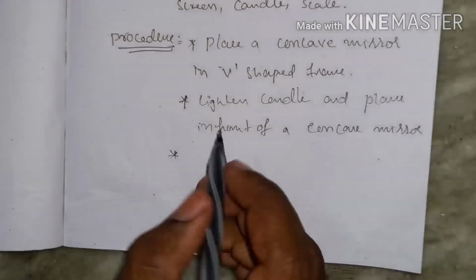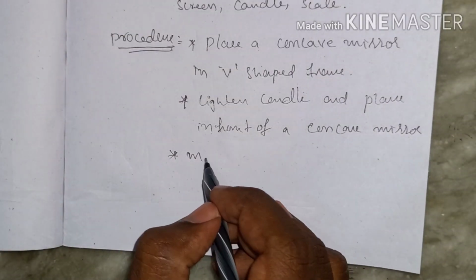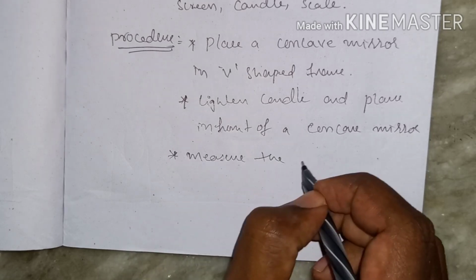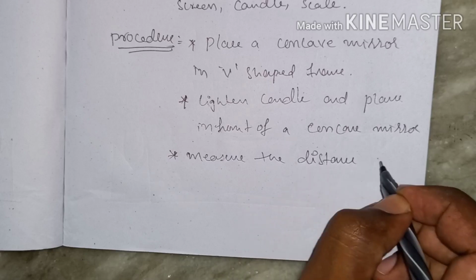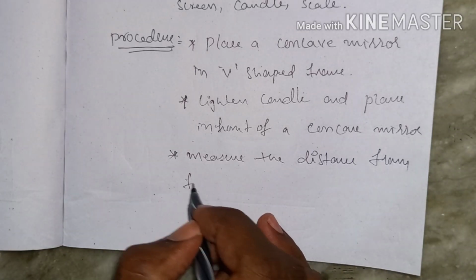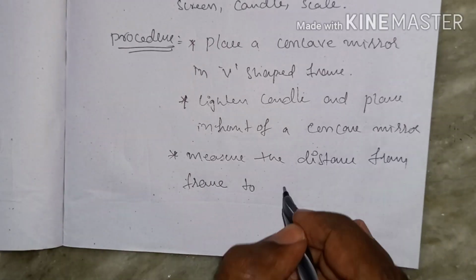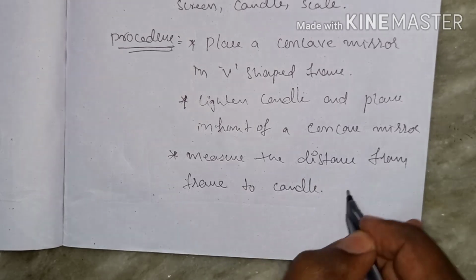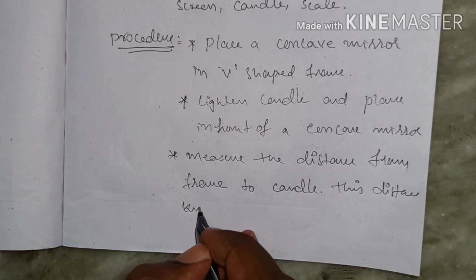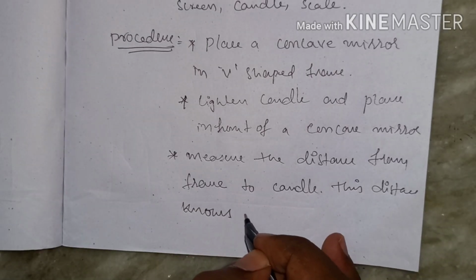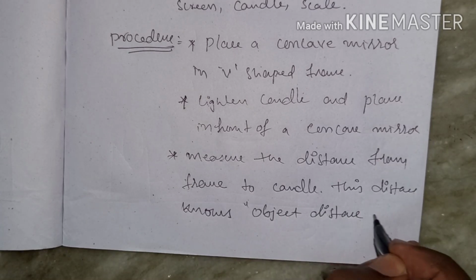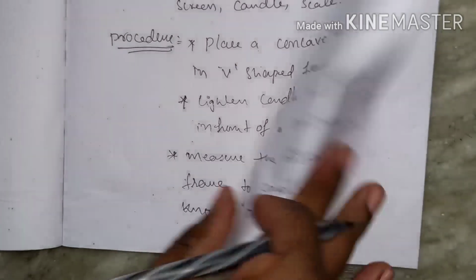And what is the next one? What do we need to do? Measure the distance from the V-shaped frame to the candle. This distance is known as the object distance. Okay, that is indicated with u.